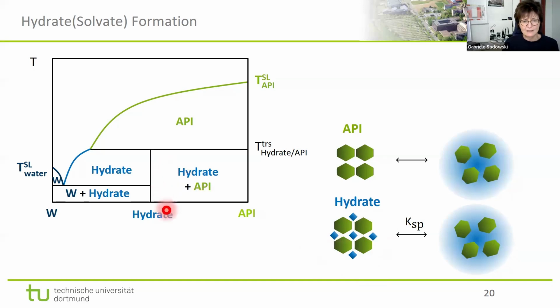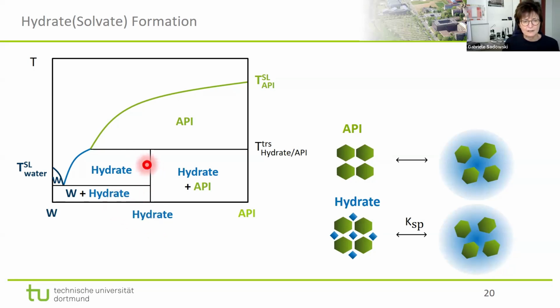So we have, again, three different solids. We have the water on the left-hand side, API crystals on the right-hand side. And if they form a one-to-one co-crystal or hydrate, then we have here, just in the middle of this diagram, the third component that might crystallize, and that's the hydrate. And that divides our diagram now. We have the hydrate.